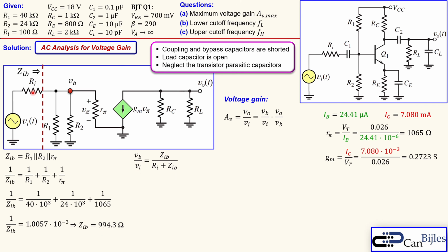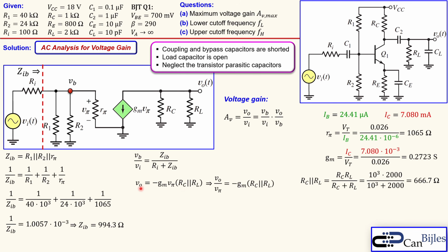Now we can use the voltage divider rule: ZIB divided by Ri plus ZIB is equal to VB over VI. That's what I want in the first term. And VO, the voltage at this node, is this current with a minus sign times the parallel combination of RC and RL. Why minus? Because you measure from this node to ground, but the current is actually flowing in the opposite direction, coming from the ground and then circulating like so. That's why we need this minus sign. We can also calculate the RC and RL parallel combination, which is approximately 666.7 ohms.